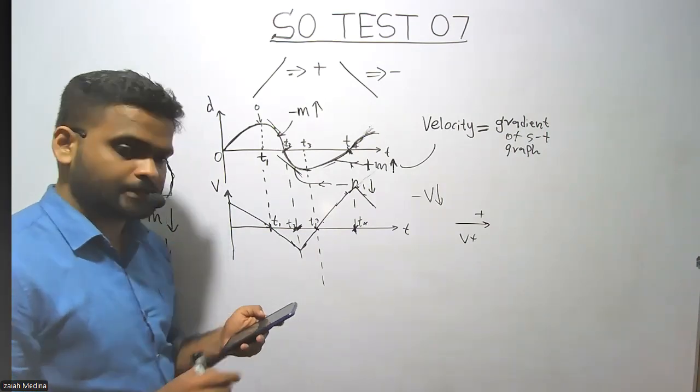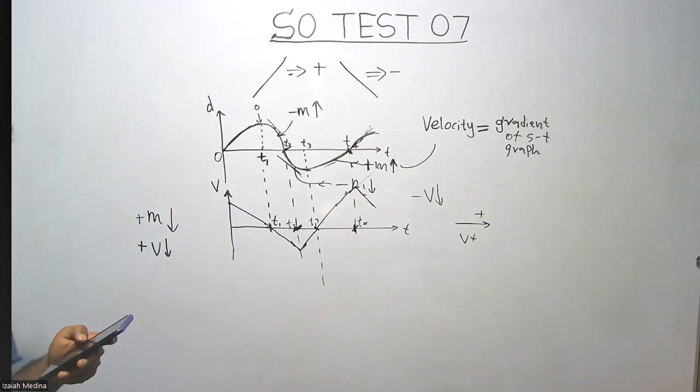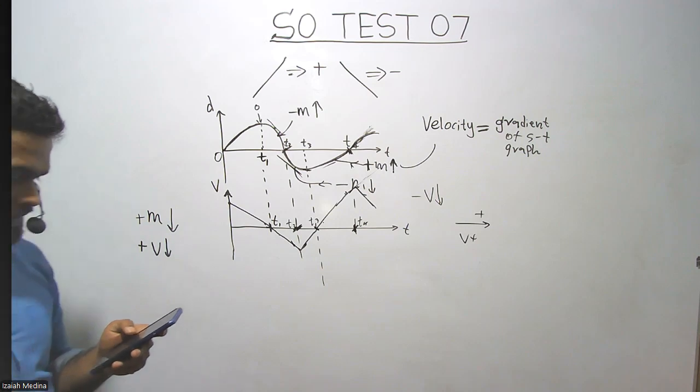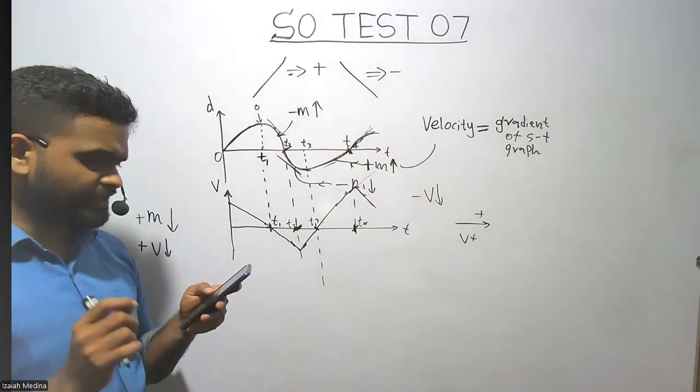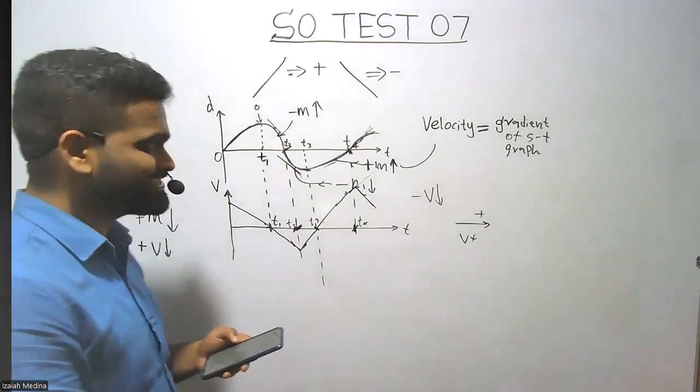A is not correct. Then B. At T2 and T4, direction of acceleration changes. Direction of acceleration.